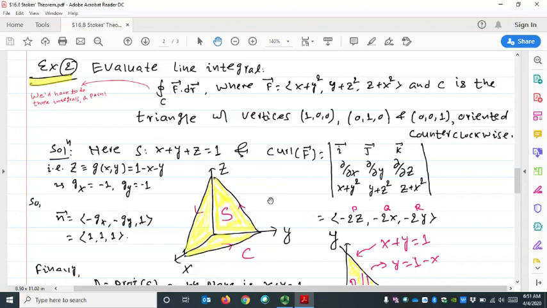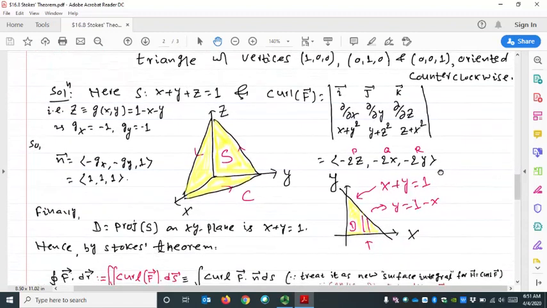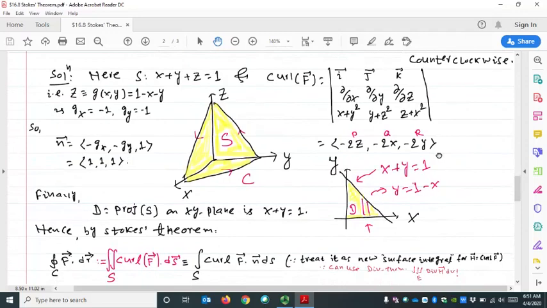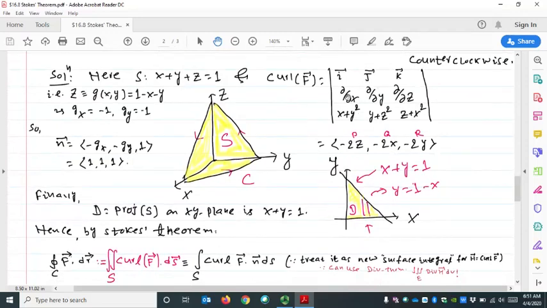Then we need to compute the curl of the vector field. So the curl of vector field F equals this 3×3 determinant with i, j, k, this is the nabla component, and this is the vector field component. Let me scroll down here. Yeah, and then expand this determinant, that gives you negative 2z, negative 2x, negative 2y. Now that's our P, Q, R.